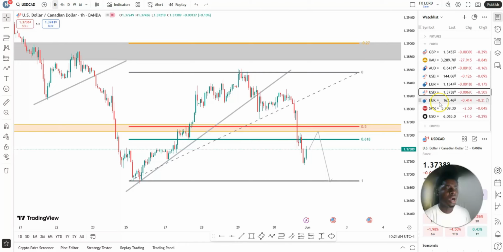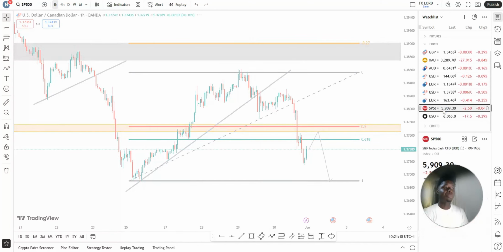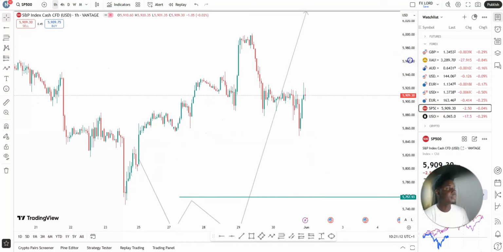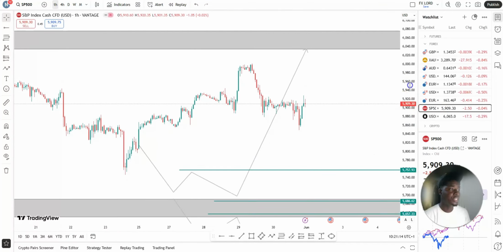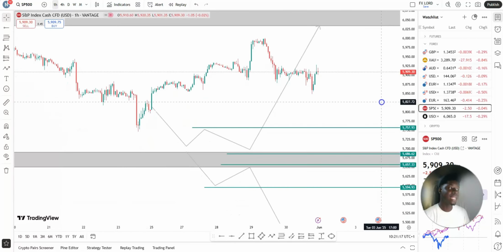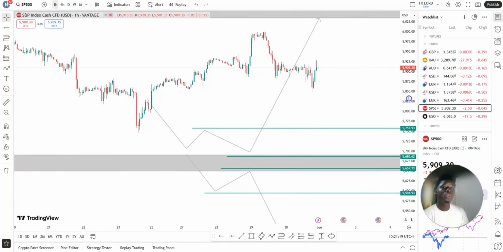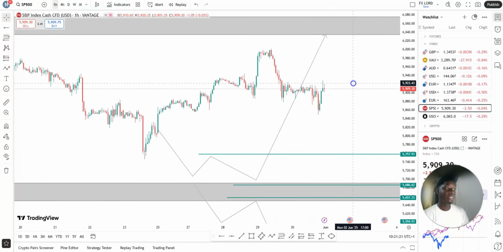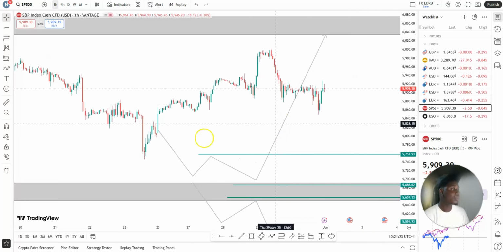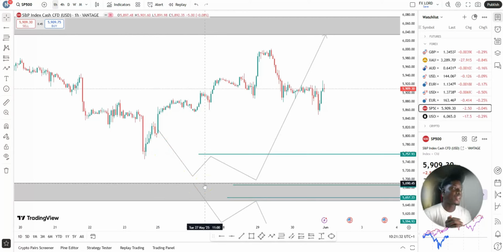So for the next future, okay, let's look at one of the futures here. S&P 500. So S&P 500, this is what we were expecting last week. This did not happen. I mean, that's the market. We were expecting price to come back to this major support level before reversing back to the upside, but this did not happen. So that was why I didn't call out a trade on S&P 500.